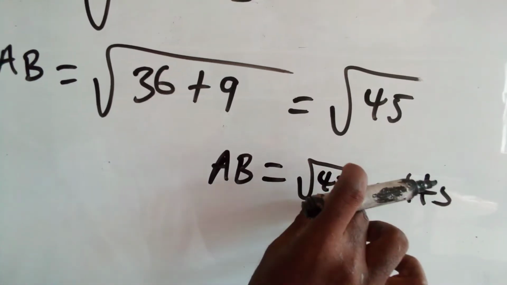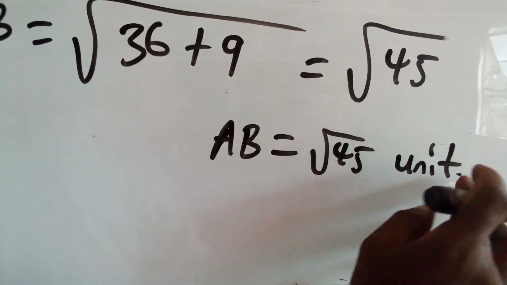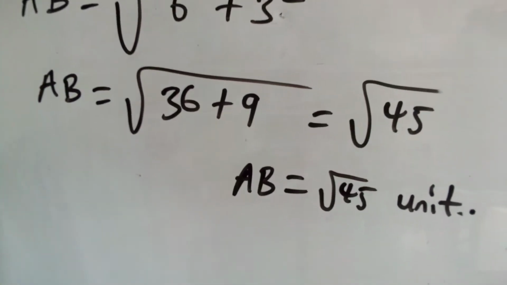If you have a calculator, you can press this. Anything it gives you, you write it and write the unit. So any unit they will give you, write it. So this is how to get the shortest distance between any 2 points.